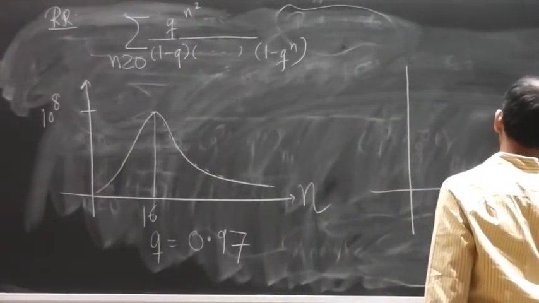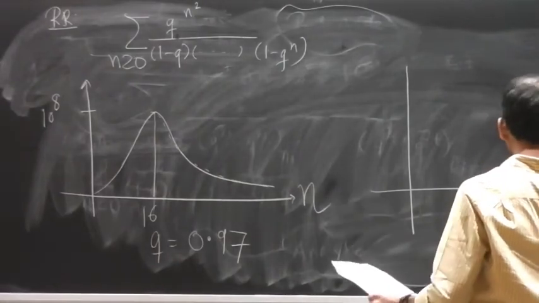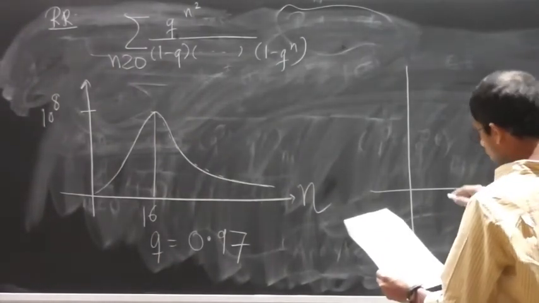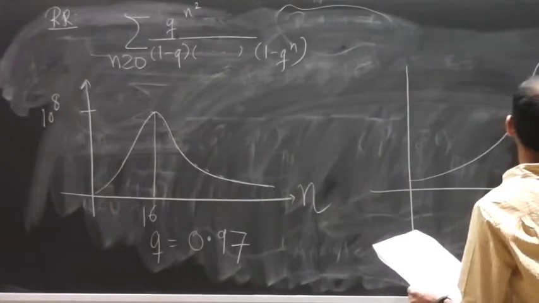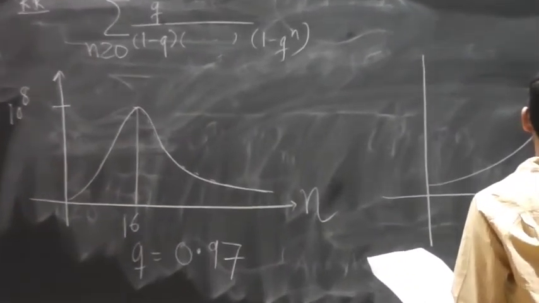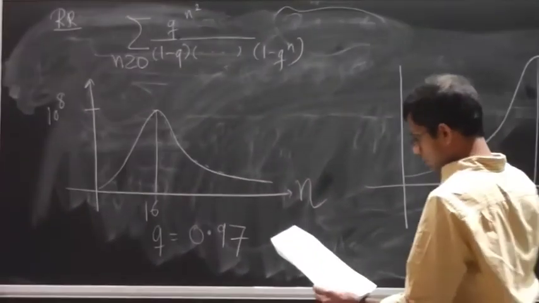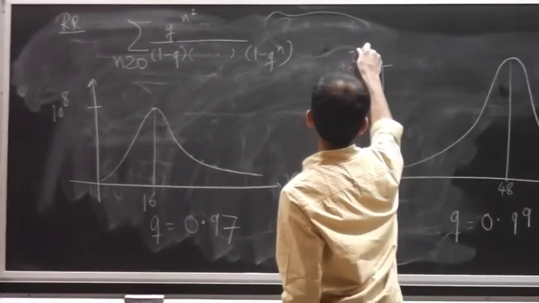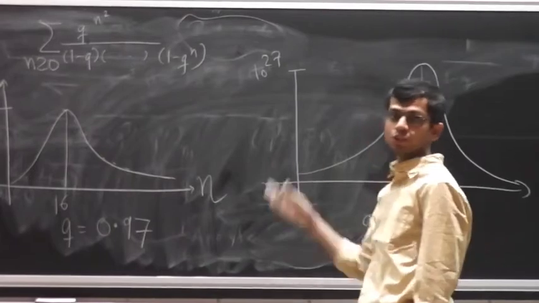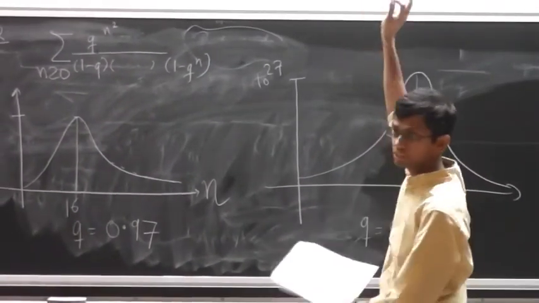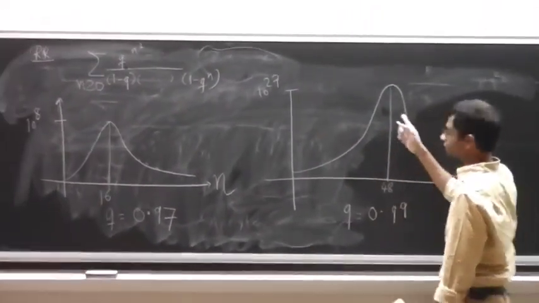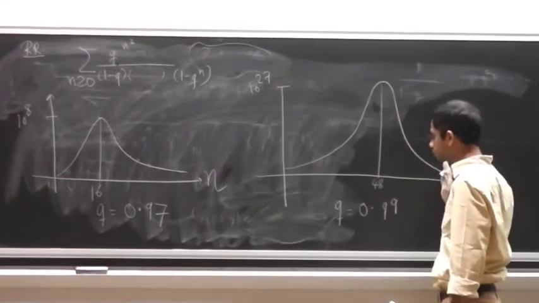Q equal to 0.99. Okay? Now the peak moves to the right, and this is not drawn to scale. You will realize that I cannot draw it to scale because the height is 10 to the 27. Even on a logarithmic scale, I have to go 3 times as high, right? So it's a big peak and it moves to the right.